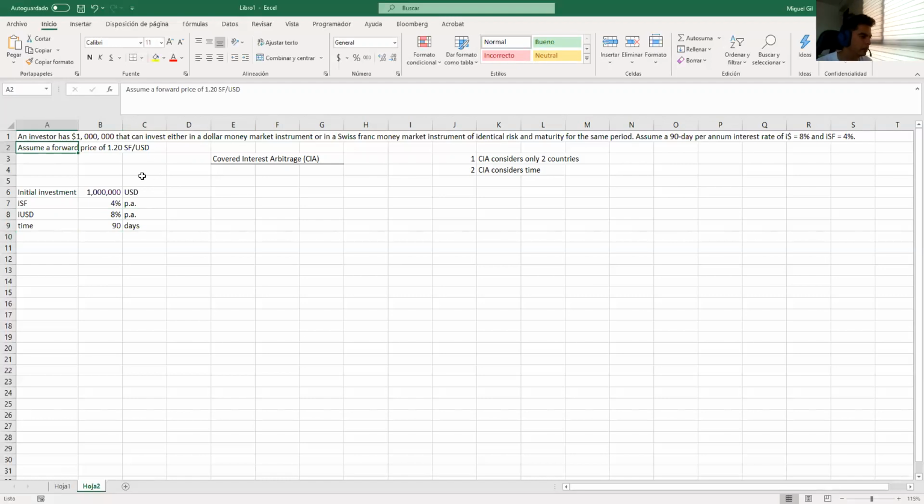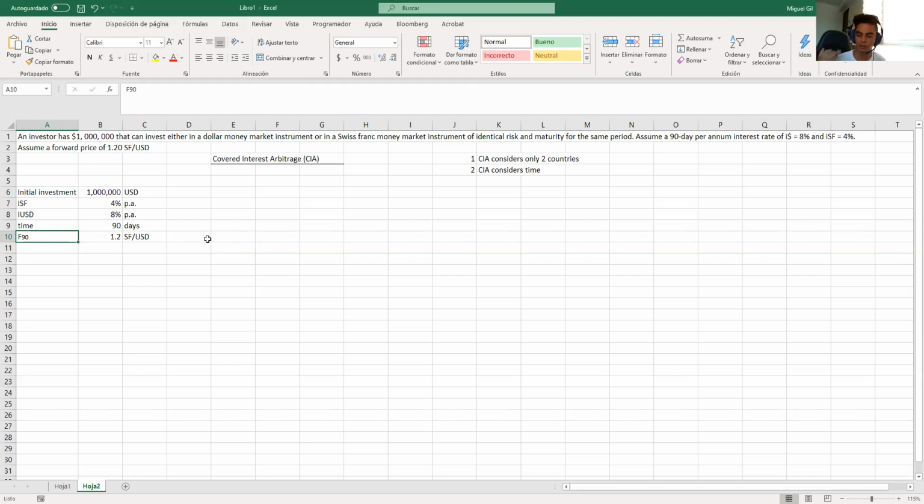And I was missing also a very important piece of information. It says over here, assume a forward price of 1.20 Swiss francs per dollar. So the forward rate at 90 days will be 1.20 Swiss francs per dollar. So that means that if we want to buy a dollar in the future, in 90 days, we can sign a forward contract and it will be sure that we will be paying only 1.20 Swiss francs per dollar.